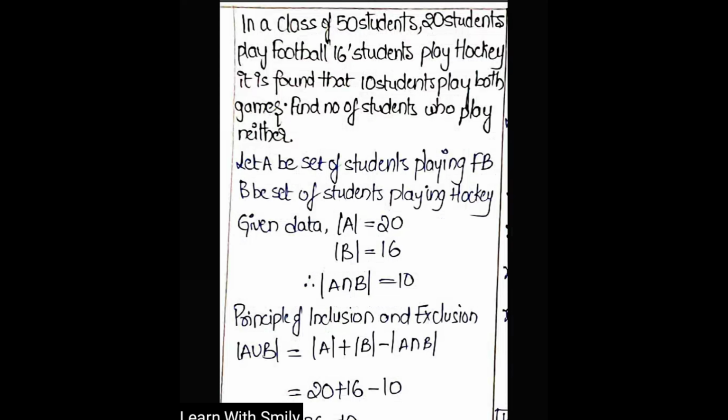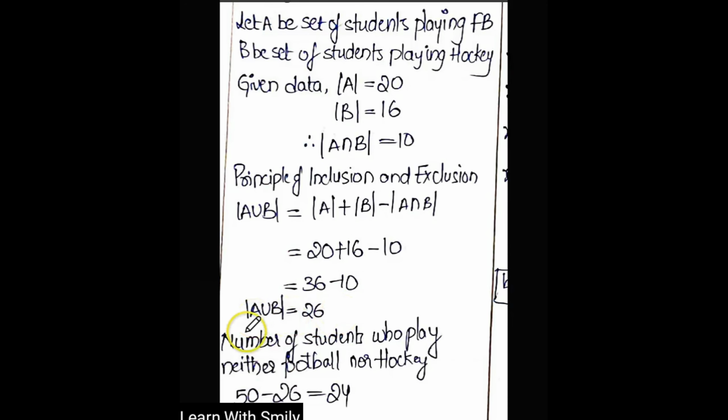They have given that in a class there are 50 students, where 20 students play football and 16 students play hockey, which means we can take A as 20 students, B as 16 students, and those who play both hockey and football as 10. So A intersection B will be 10. Now by using the principle of inclusion and exclusion, we get A, B and A intersection B, so that we get A union B, right? So A union B is those who play anything, which includes everyone, right? So we got 26.